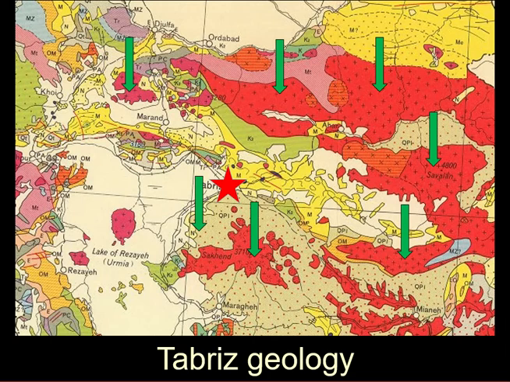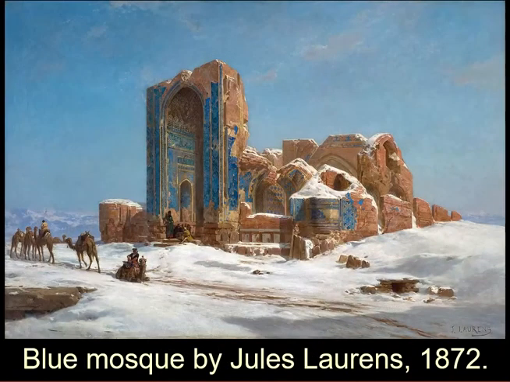I looked then at what was going on in Tabriz, and it turned out Tabriz was the capital of a successor state to the Timurids in western Iran, and in the 1460s it was at its height, with construction of the famous Blue Mosque, here rather ruinous 400 years later.